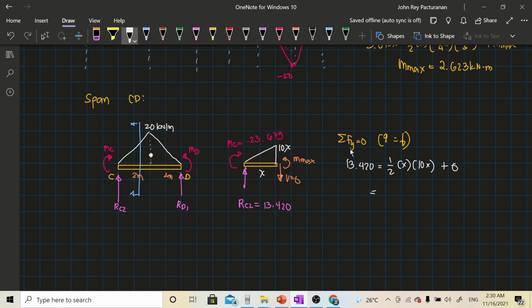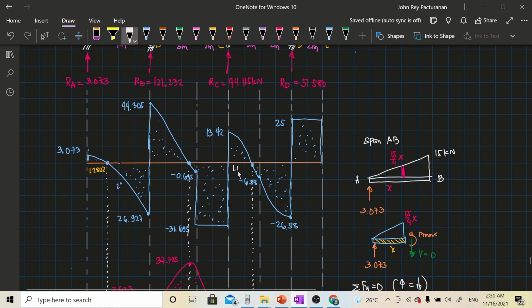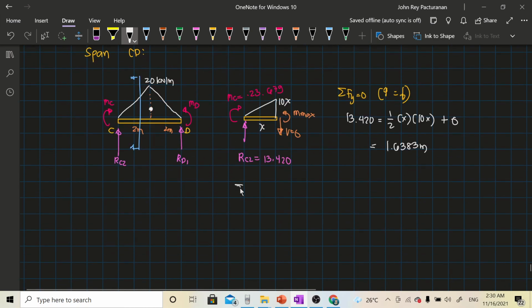So, yung value ng x dito ay equal sa 1.6383. So, ibig sabihin, even though nga hindi ko siya kayang ma-squared property, so this one is 1.6383. So, di ba no? Yun yung magic. And syempre, para mahanap nyo yung moment, so summation moment na lang at x is equal to 0. Clockwise moment equals counterclockwise. So, yung clockwise moment natin is RC2 multiplied by x plus MC. Then, ano pa? Clockwise. Yes, clockwise. And yung counterclockwise is 1 half ng x, then 10x, tapos 1/3 x.